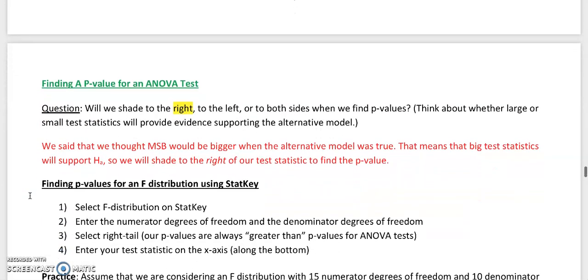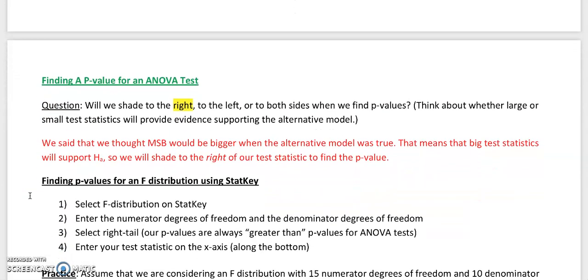And so if you want to find a p-value using StatKey, like I said, a lot of this should be familiar. I'm going to go to StatKey and I'll select F distribution. I'm going to enter the numerator degrees of freedom and the denominator degrees of freedom when it asks me. I'm going to choose right tail because I said that I'm always shading to the right. And then I'm just going to find a number along the x-axis, change it to my test statistic, and I'll see that it's shading everything above that.